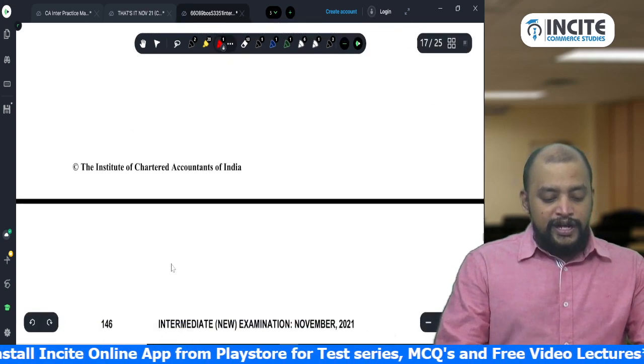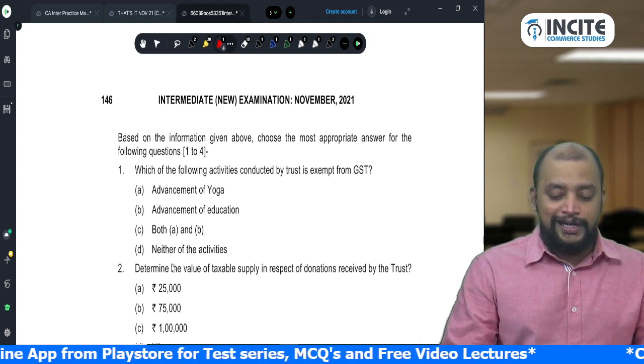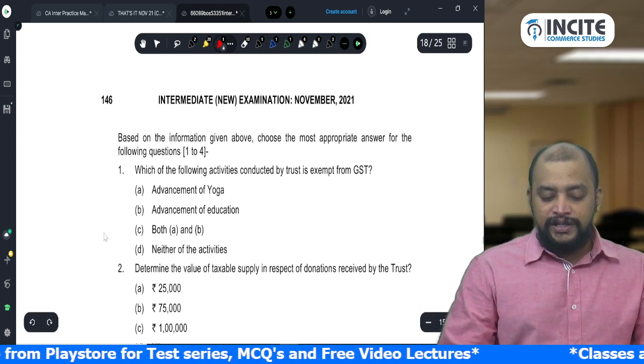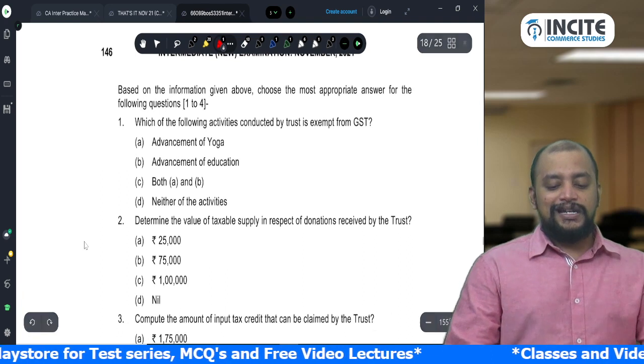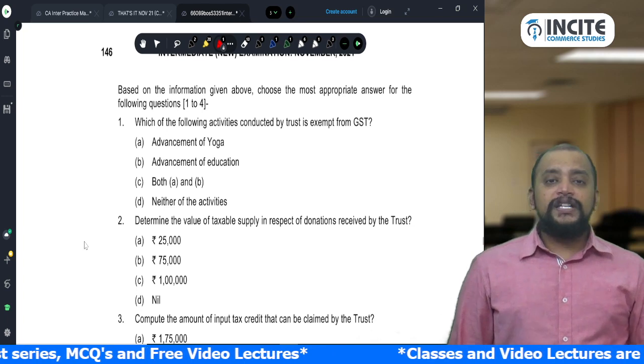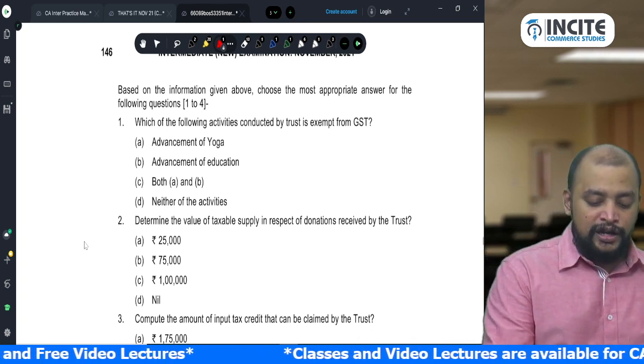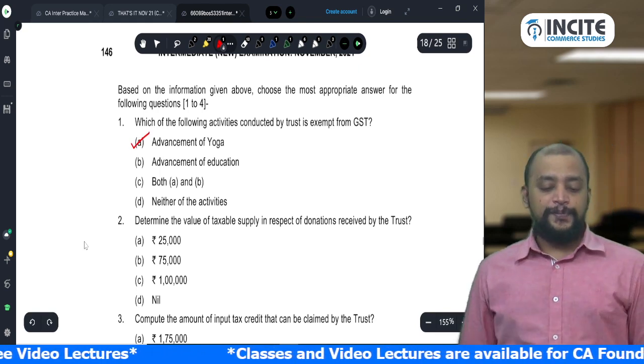Okay, so now based on the information given above, choose the most appropriate answer for the following questions. Which of the following activities conducted by the trust is exempt from GST? So advancement of yoga is exempted, but advancement of education is not exempted. So option A is the answer.